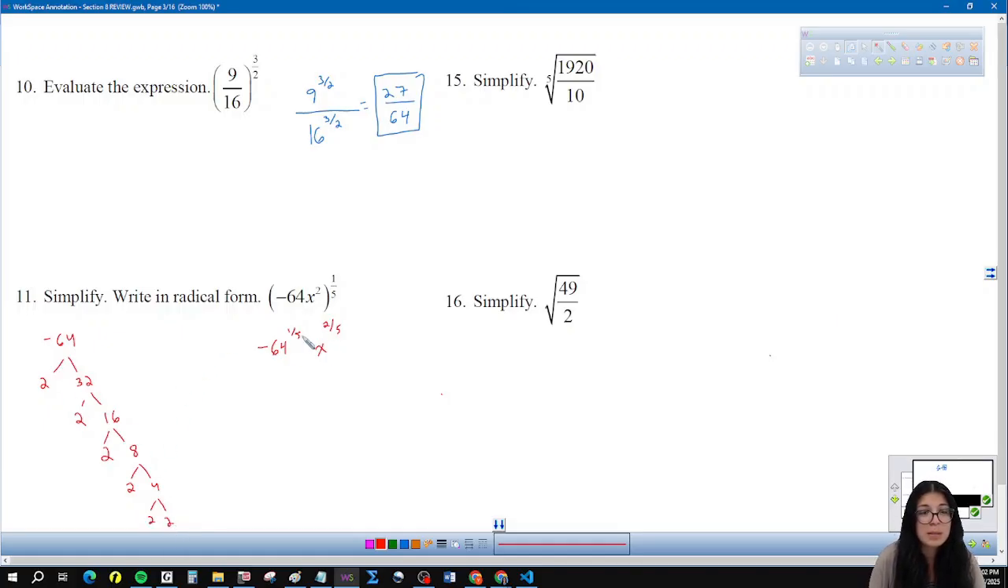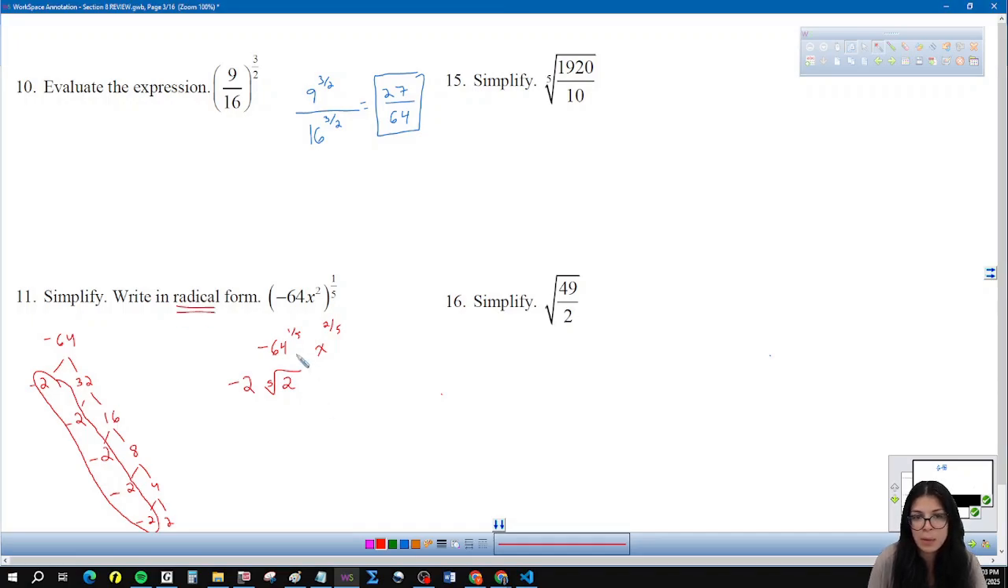Now, since this is the 5th root of negative 64, we are looking for 5 copies of the same number, and then we can take that number out of the radical. So negative 2 times negative 2 times negative 2 times negative 2 times negative 2. So I have 5 copies of negative 2, since it does have to multiply to a negative 64. So I could take a negative 2 out of the radical, and then inside of the 5th root, I will have just one 2 that remains.